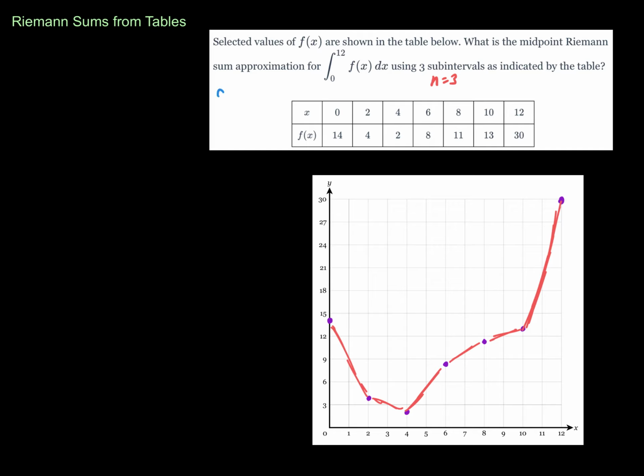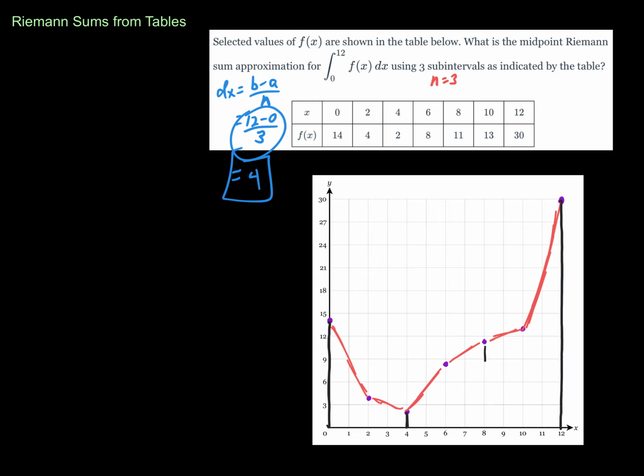I said that the delta x is going to equal b minus a over n. So if we know that it's ending at 12 and it's starting at 0 and we want to divide that by 3 subintervals, do you see how our change in x comes out to be 4? So let's do a delta x. We're starting at 0 and we have to end at 12. Let's break that up into 3 subintervals. If I go another 4, it brings me to 8. And if I go another 4, it brings me to 12. Perfect. So our dx is 4 for all of them.